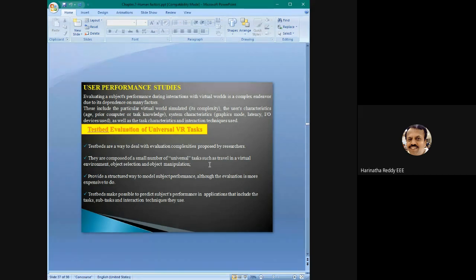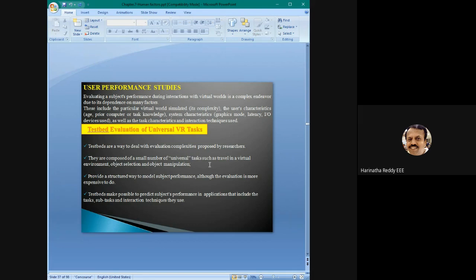So that particular performance is getting affected because of the age factor of the user, or because of the knowledge already possessed by the user, or because of the system characteristics such as graphics mode, latency, or the IO devices that we have used. Is it clear? Or even the task characteristics and interaction techniques are also important. So this will affect the user performance. So here, to explain this user performance studies, some examples are considered.